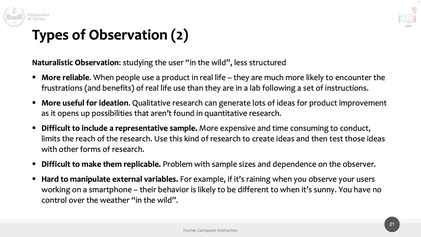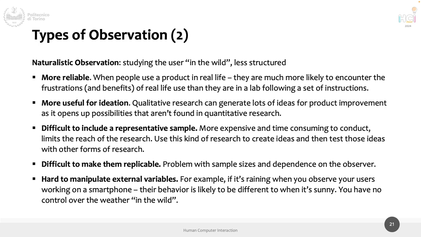And there is the naturalistic observation that is less structured, in which instead of asking the person to come to your place, you go to their place. So this is more reliable because you go where actions typically happen. It's not in a room you set up, it's in the actual context, at the actual time of the day. So you collect more information, also qualitatively. And it's also more useful for ideation because you see many other people interacting with this person while you're observing. So it's a richer experience.